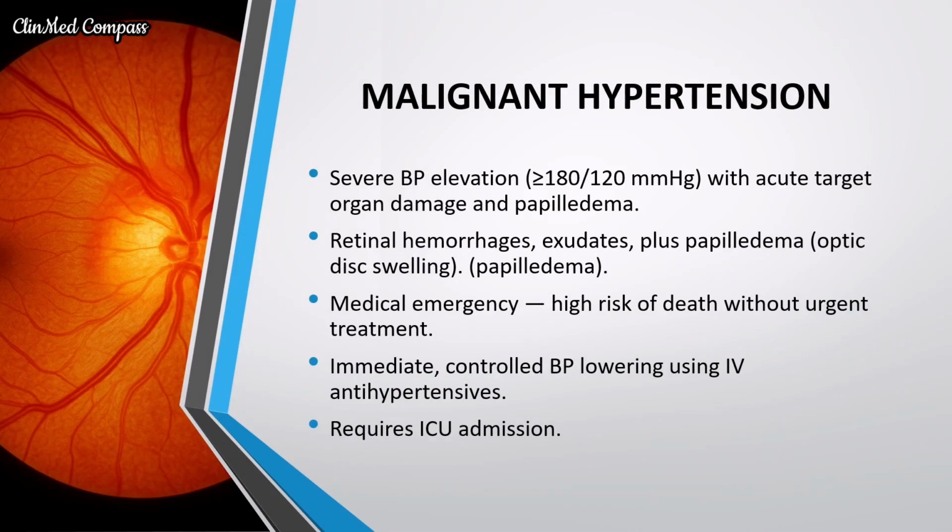Now we come to the most severe form, malignant hypertension. It is a medical emergency and is defined as severe blood pressure elevation, typically above 180 over 120 millimeters of mercury, with acute target organ damage and papilledema. Other features may include retinal hemorrhages and exudates and other visual changes. The condition has a high risk of death without immediate intervention.